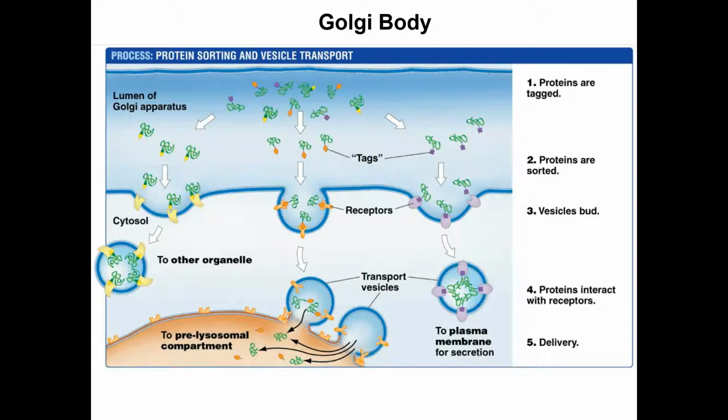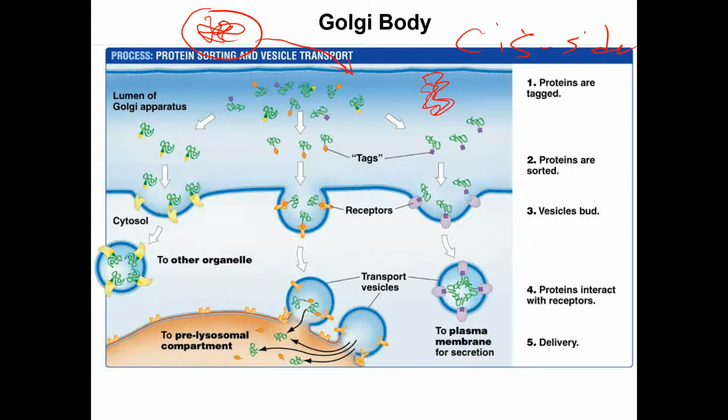So this particular image is showing you what's going on at the cis side. You have your secretory vesicle here with your protein. It's going to fuse with the membrane of the Golgi Body, and the contents of that particular vesicle are going to be spilled into the lumen of the Golgi Body.